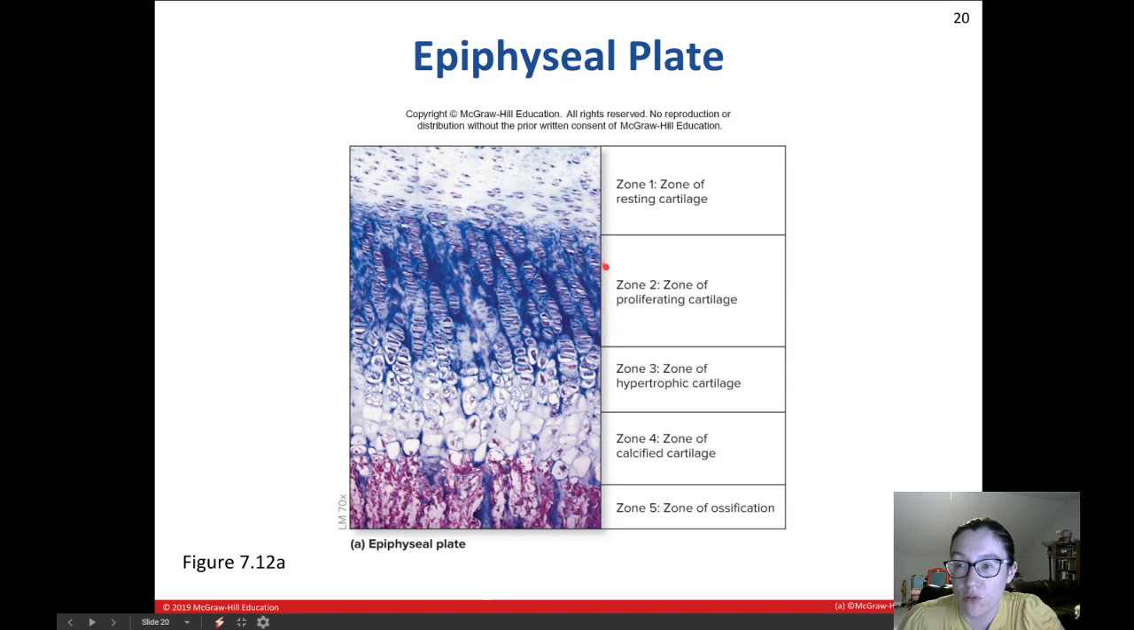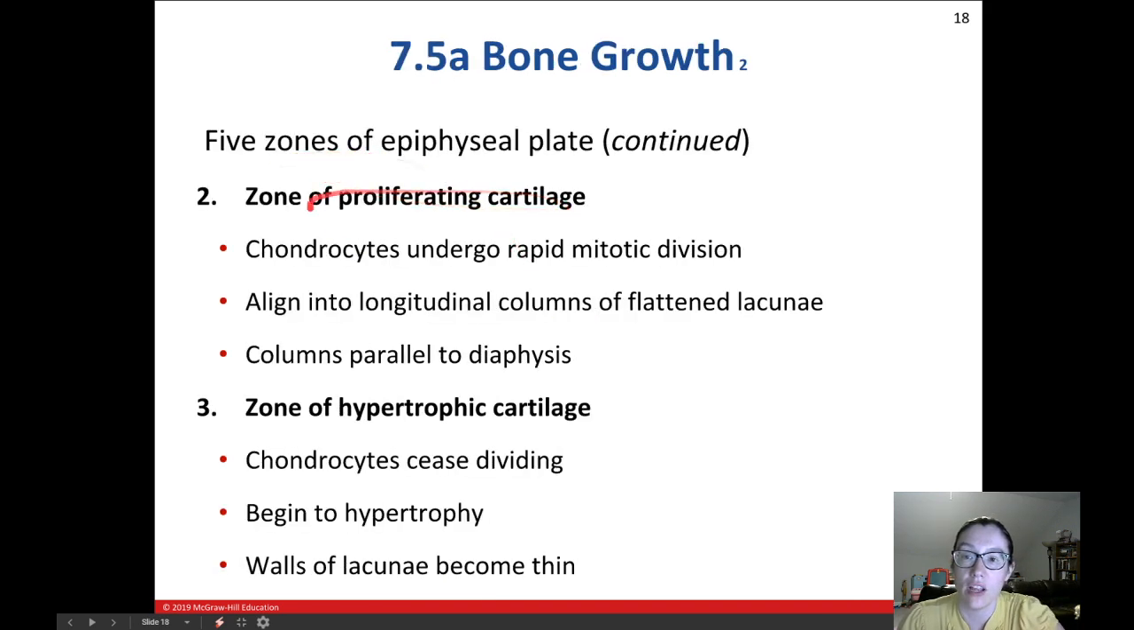As we move down to zone 2, we call this the zone of proliferating cartilage. And during this part, it almost looks like you have little stacks of coins. And these stacks of coins here are going to be proliferating chondrocytes. So during zone 2, these chondrocytes are stimulated to rapidly undergo mitosis. They undergo mitosis pretty quickly, so they actually don't get that much bigger here. They divide so quickly that they're pretty small and thin, and it looks like we have a line of coins laying one on top of each other.